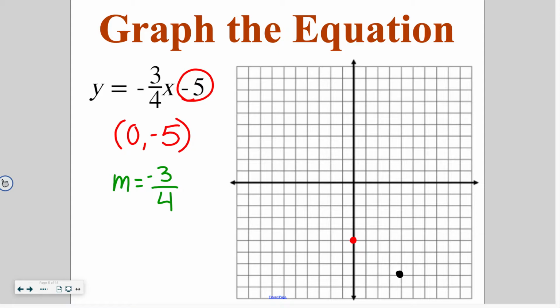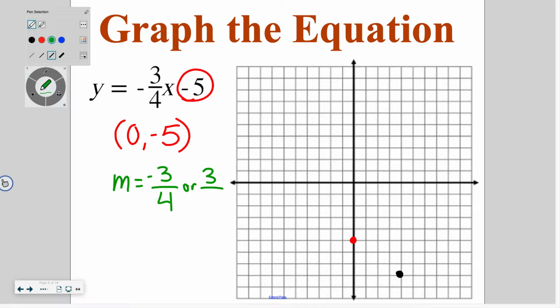You also could have, if you notice, there's only that one negative sign. So in this case, I chose to go down 3 and over 4. We also could have chosen to go up 3 and 4 to the left. 1, 2, 3 up, 1, 2, 3, 4 to the left. If you notice, those points are on the same line.